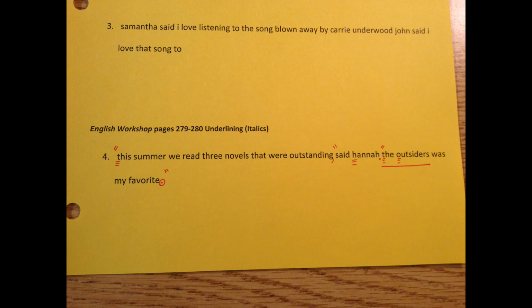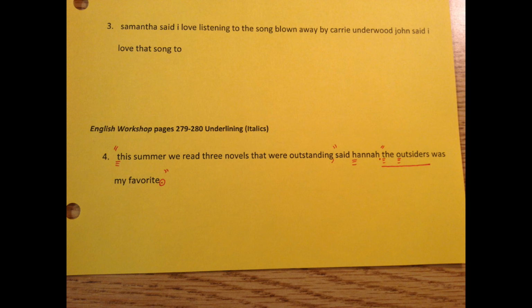All right, looking at the corrected sentence number 4, it reads, "This summer we read 3 novels that were outstanding," said Hannah. "The Outsiders was my favorite." Now the first thing I want you to notice is that there are 2 sentences here. The first sentence, "This summer we read 3 novels that were outstanding," said Hannah, and the subject is we, and the predicate is read. Okay, simple subject and predicate.